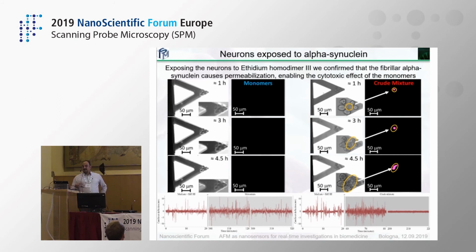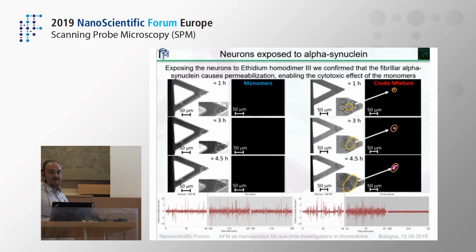And we repeated these experiments in the presence of ethidium homodimer 3, a fluorescent dye that enters the cell only if the cell membrane is permeabilized. And we saw that after very few minutes, the first cells started to internalize the ethidium homodimer in the case of the mixture, but never in the case of the monomers. So our hypothesis in this case is that the fibrils attack the membrane and permeabilize the membrane of the neurons, and the monomers then can enter to affect the cells and cause the cells to undergo apoptosis.